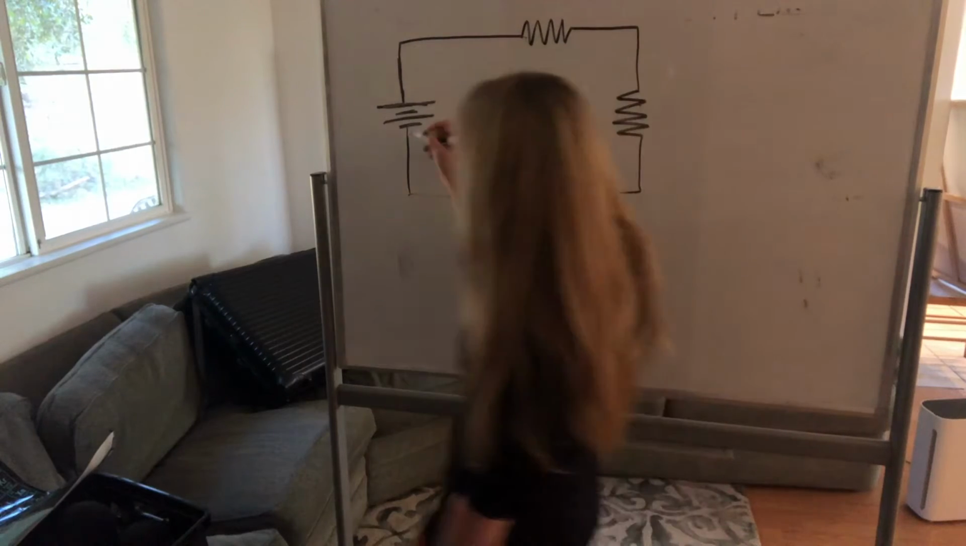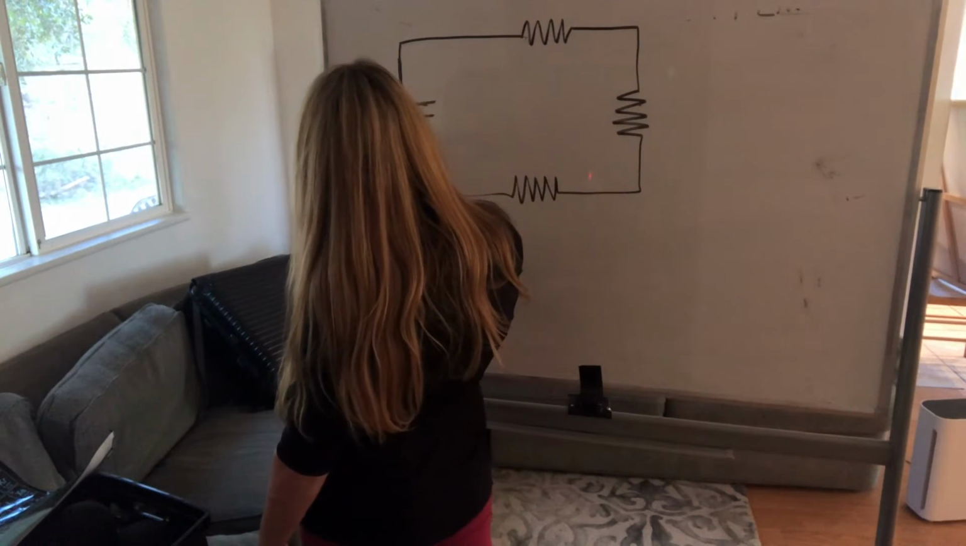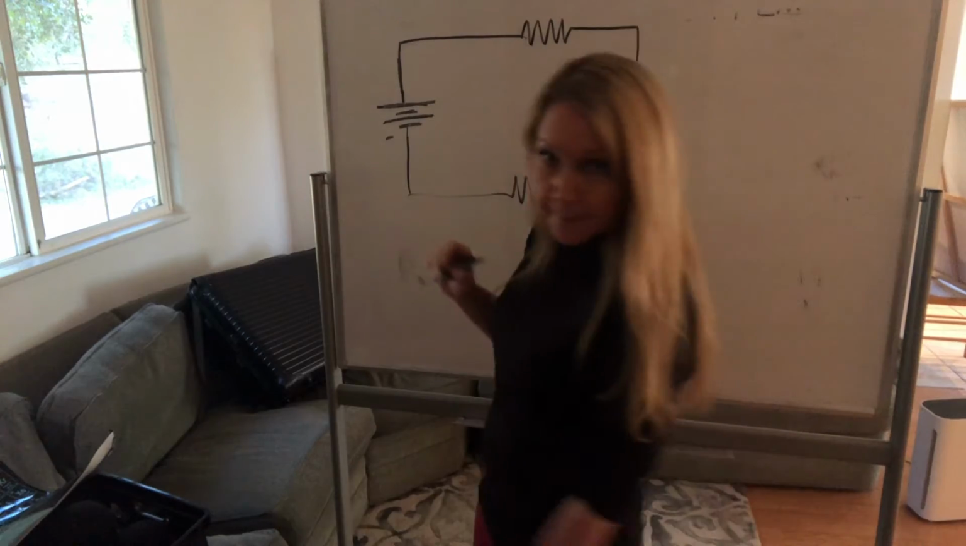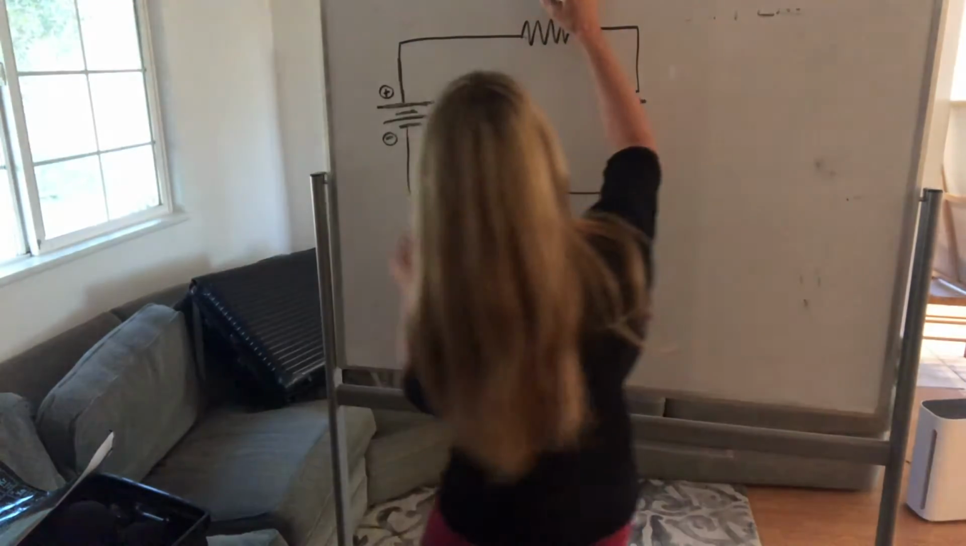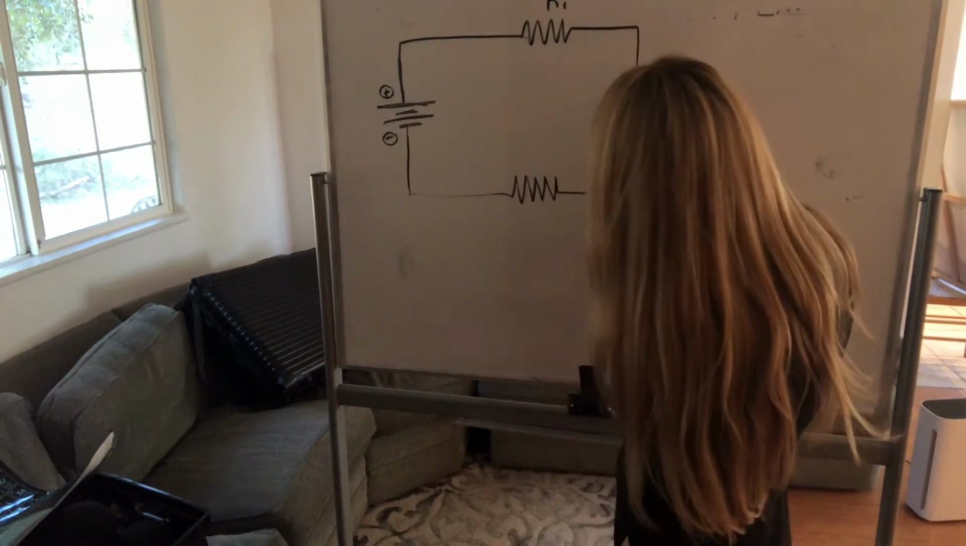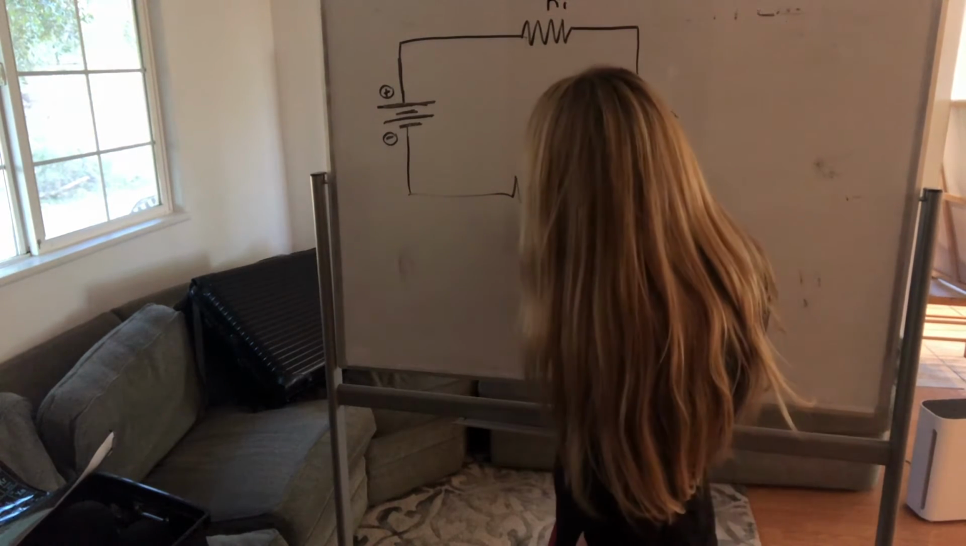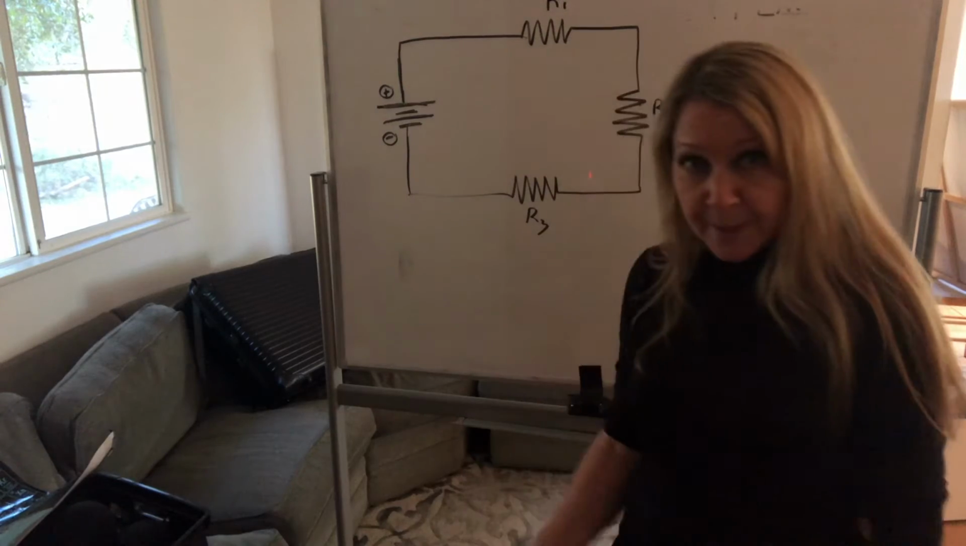This one's shorter, that's the negative. Think of the short, looks like the negative sign. So negative end, this is the positive end. So here we have resistor 1, R1, resistor 2, R2, resistor 3, R3.